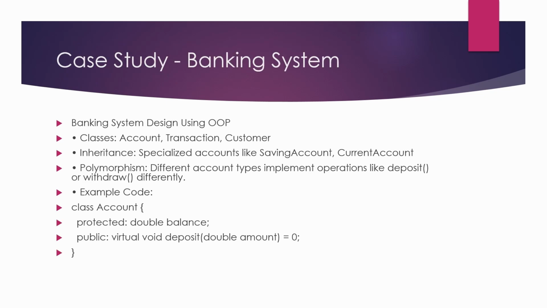Let's look at a banking system example. In an OOP-based banking system, we can model entities such as accounts, customers, and transactions as objects. For instance, the base class could be account with specialized classes like saving account and current account inheriting from it. Polymorphism will also be useful here. Methods like deposit and withdraw can behave differently based on the type of account. This approach simplifies maintenance and allows easy extensions of the system.